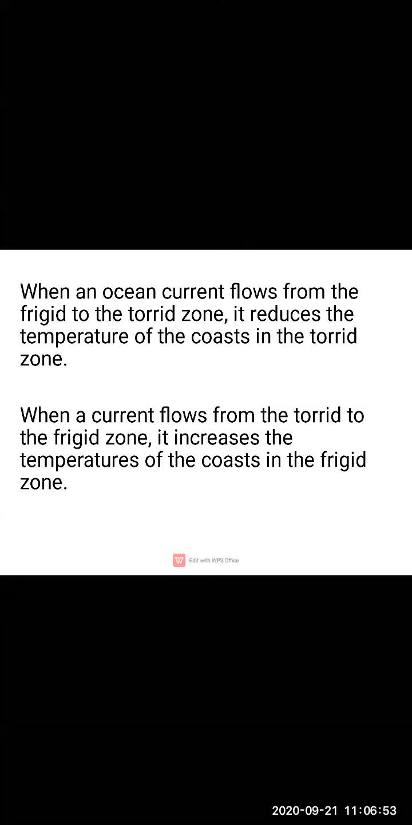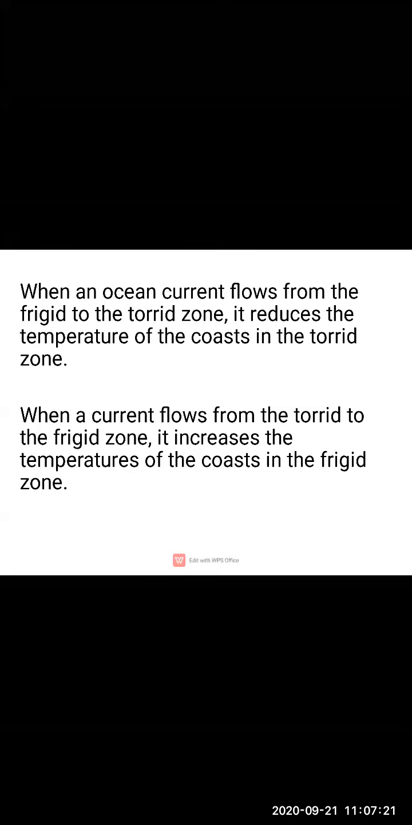And when a current flows from the torrid to the frigid zone, the torrid zone is very hot and dry. So in that case, when a current flows from the torrid to the frigid zone, it increases the temperature of the coast in the frigid zone.